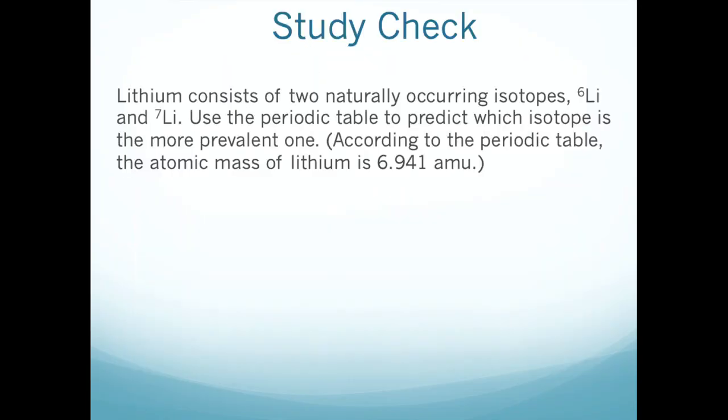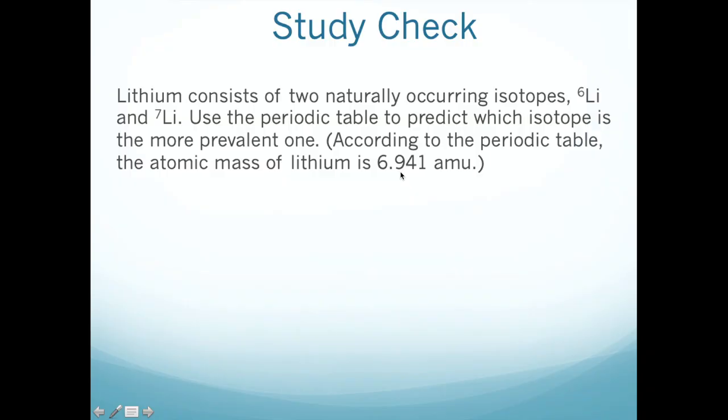So let's try a couple of practice problems right now to try this out. Here we have lithium, and we're told that it consists of two main isotopes, lithium-6 and lithium-7. Using the information in your periodic table, can you figure out which one of these has a higher natural abundance? Which of these, in other words, is the more common of the two isotopes? The more prevalent one. So to save you the hassle of looking up your periodic table, I'll tell you right now, the average atomic mass of lithium is 6.941 atomic mass units. So you've got to ask yourself, is this number closer to 6 or closer to 7?